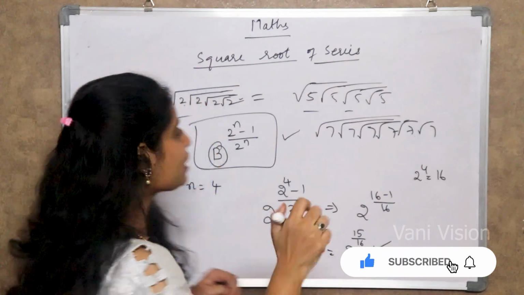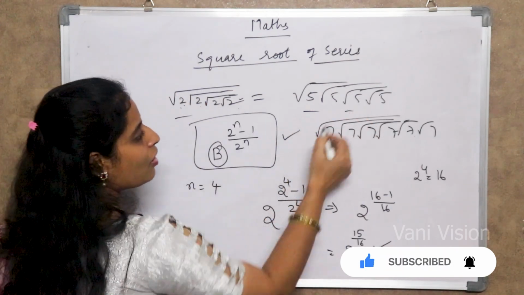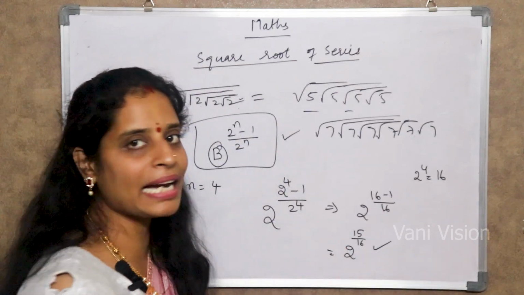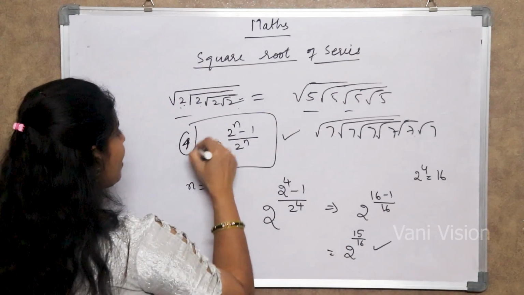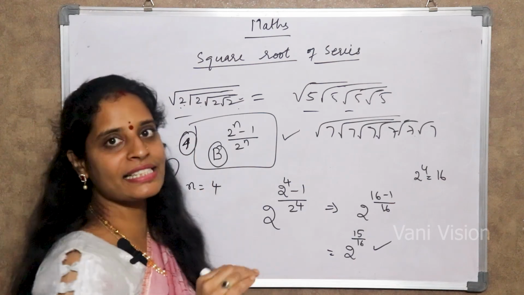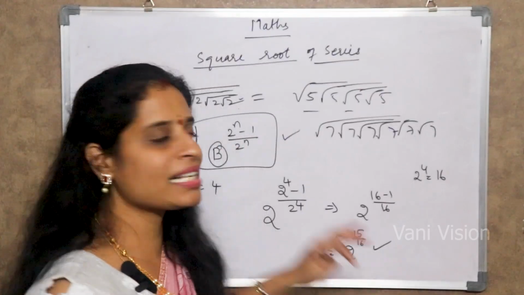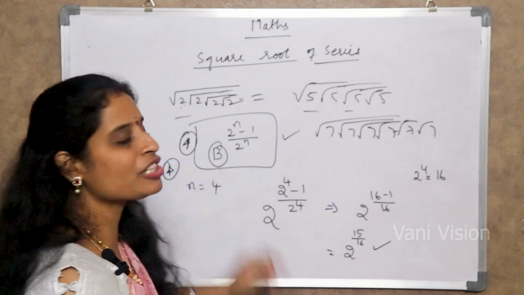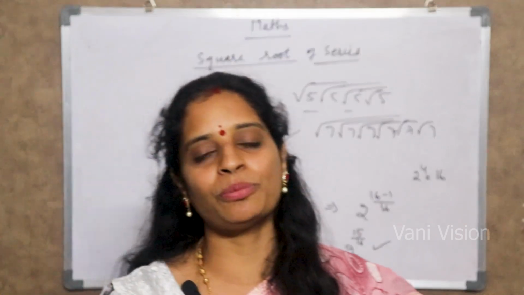So in this way we are going to find it. The only thing you have to remember here is what? They are same numbers. All are same numbers here. So when a series is of same numbers, at that time you can use this formula. By using this formula, you can easily find the series solution. Okay? And the formula is what? Base to the power of (2 power n minus 1) by 2 power n.